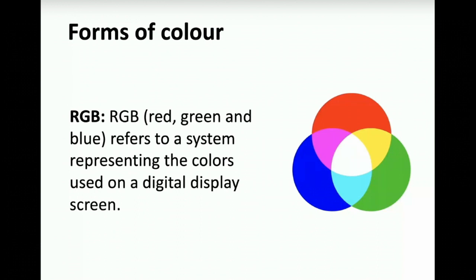Now, when you are designing something that will be posted on social media, for instance on WhatsApp status, on Telegram, on any social media platform, or to be used on a website, the best form of color to use is RGB. RGB basically means red, green, and blue. This is the color that our computer screen recognizes.